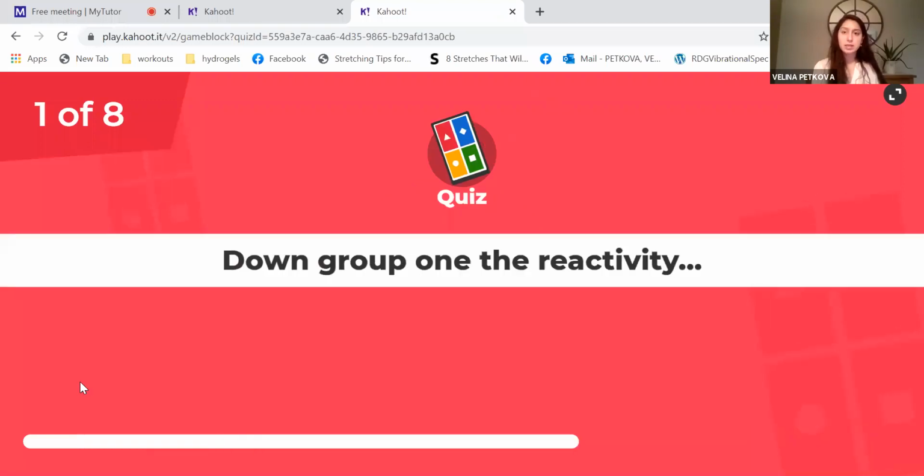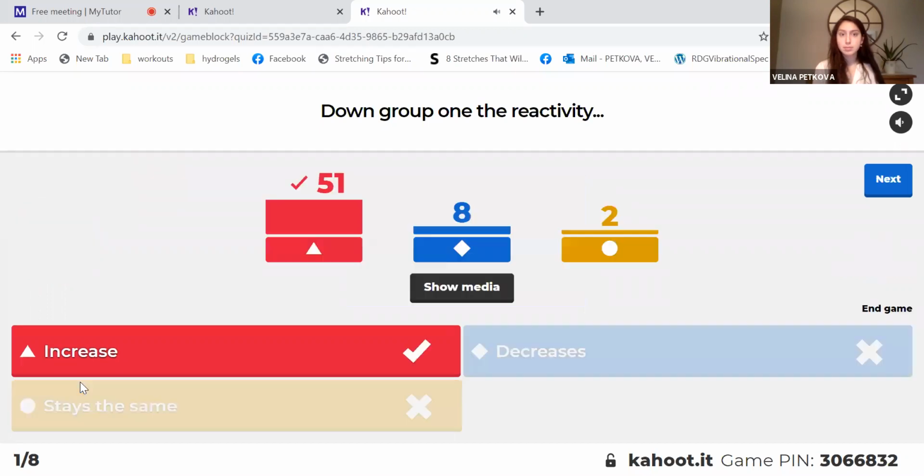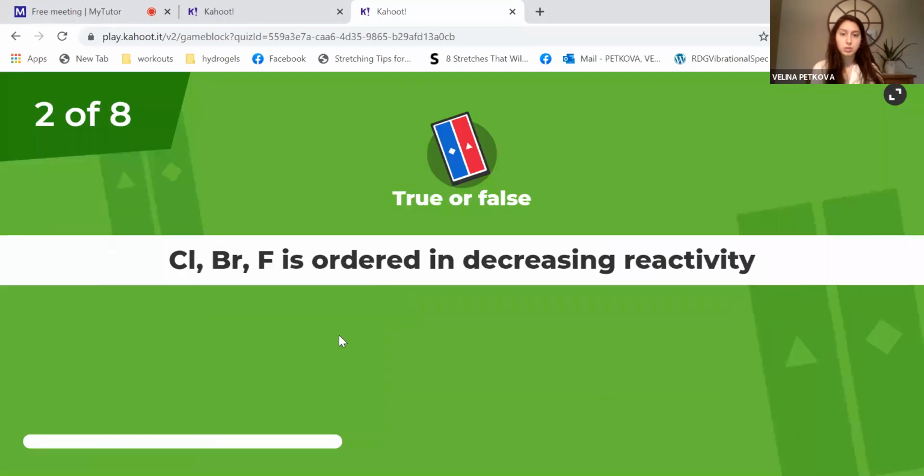Down group 1, does the reactivity increase, decrease, or stay the same? Brilliant. Okay, so the majority are correct. So yeah, down group 1, the reactivity increases. Well done to Boris Johnson. Top again. Okay, it's true or false.